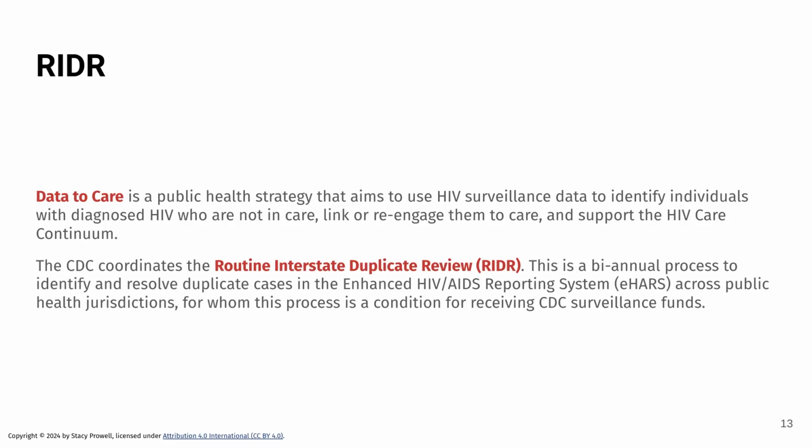We use the Enhanced HIV/AIDS Reporting System, EHARS, and the idea is that each public health jurisdiction will just pick up the phone and call the other ones, and they will say, if you've got a Bob Smith, do you have him at this address? Is this social security number the same one? That's a duplicate. And you'll find people this way, and you'll get them back into treatment. Or you'll discover that they've moved or something else has happened. Doing this is a condition for getting CDC surveillance funds.